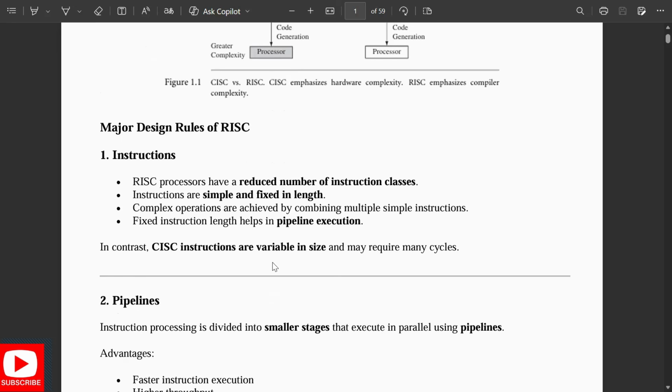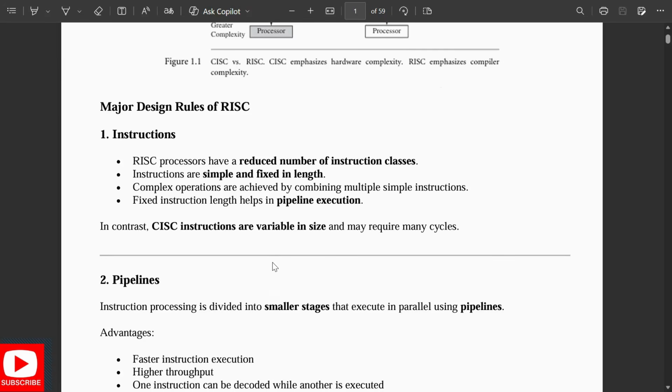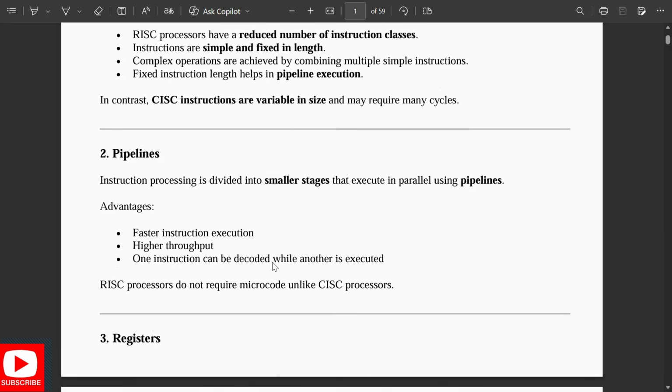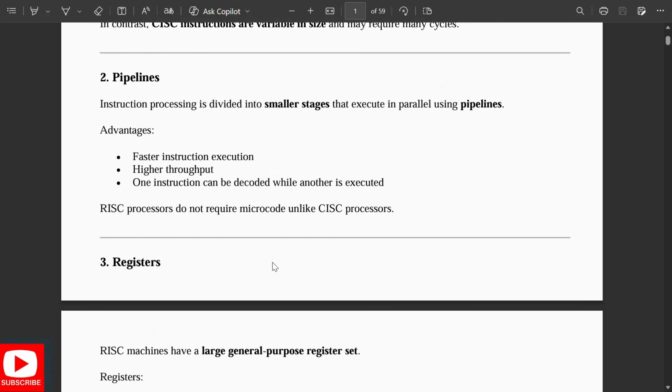Next, coming to the major design rules of RISC, first is instructions. RISC processors have a reduced number of instruction classes. They are simple and fixed in length, which helps in pipeline execution, but it is reversed in CISC. Then pipeline. Here instruction processing is divided into smaller stages that execute in parallel using the pipelines. Hence faster execution and high throughput can be observed.